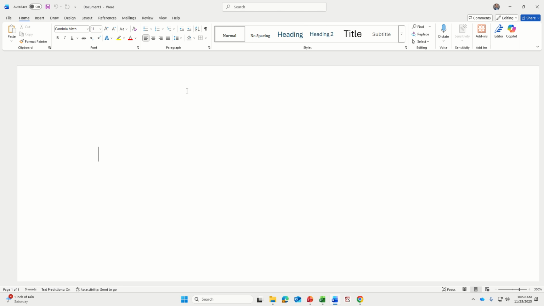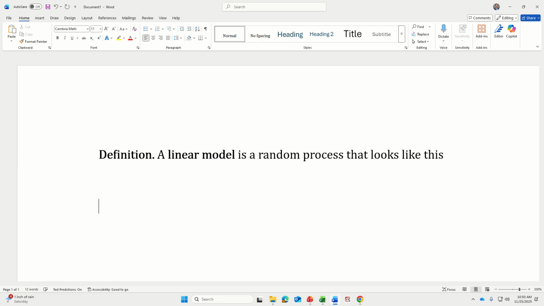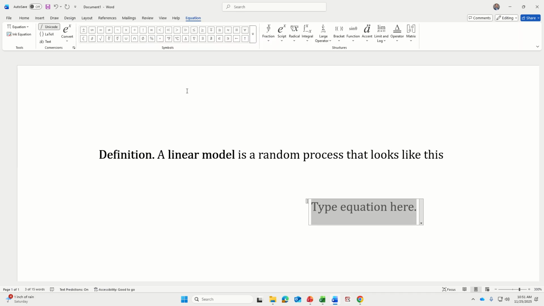But for today, this is our last day where I'm going to present any kind of new information that might show up on your final exam. And we're going to talk about linear models. A linear model is a random process that looks like this. It's going to have a deterministic part and a random part.